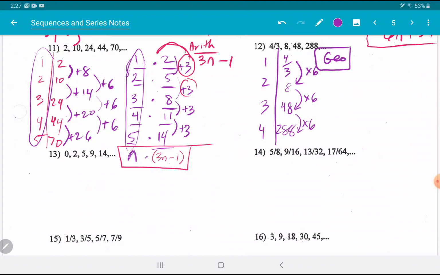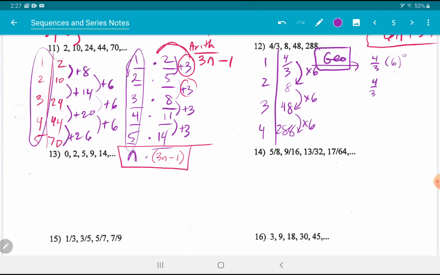Okay, so how do we get this geometric series? Well, let's see what we got. We got 4 thirds, and we got to multiply that by 6, right? A repeated number of 6s. So how are we going to get that? We don't want 6 for the first case, so let me redo this actually. For the first case, this is going to be 4 thirds times 6 to the power of 0.